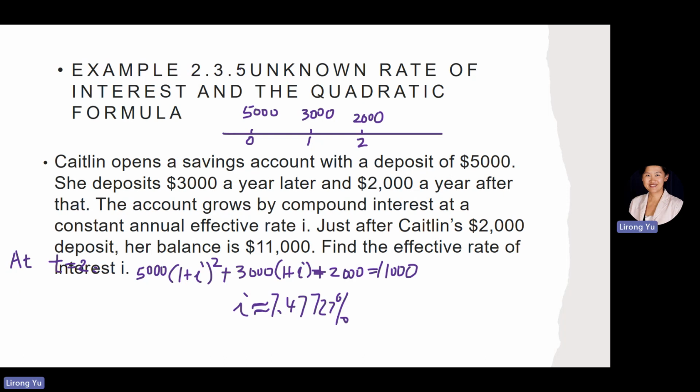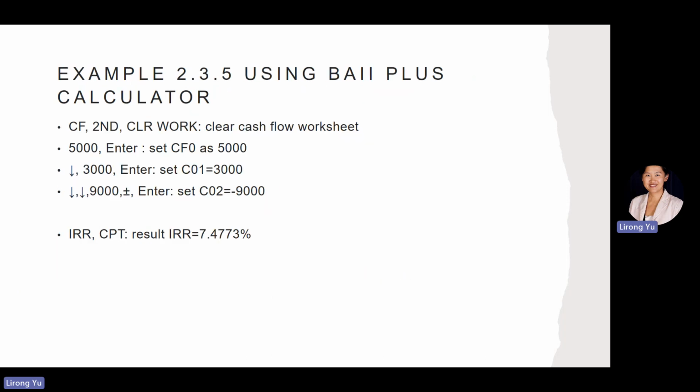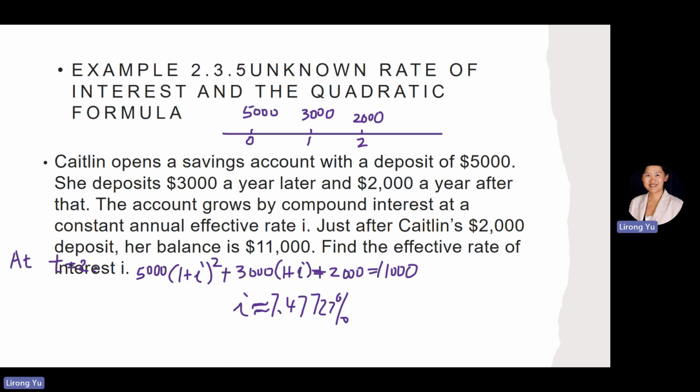Calculate the I. So this is actually two different questions. I think this cash flow timeline is more accurate. After the 2,000 deposit, her deposit balance is 11,000. So what is this cash flow exactly? Same question, right? At time 2, after the 2,000 deposit, her account grows to 11,000. Her balance is 11,000.